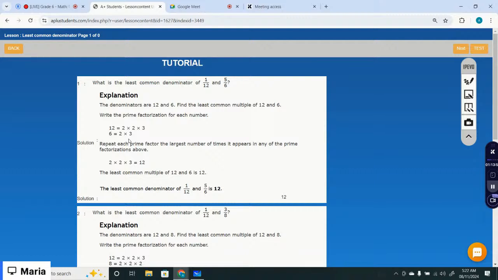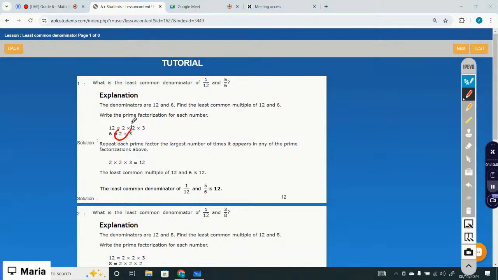So the common factors are, this is the common factor and this is the common factor. So 2 and 3 are the common factors and you are left with this 2 only. So that is 2 times 2 times 3. So the least common multiple of 6 and 12 is 12. Got it?